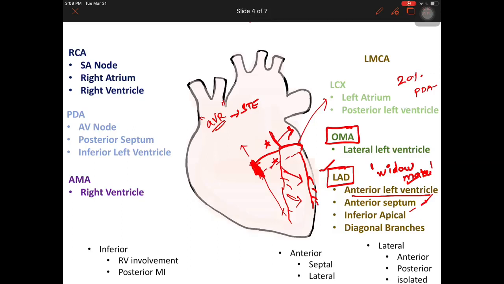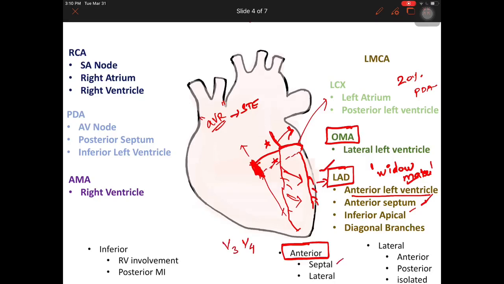So now when the left anterior descending artery is infarcted, the type of infarction the person develops is anterior MI. If it is only anterior, if it is lower down, if it's distal, then only V3, V4 will show ST segment elevation.